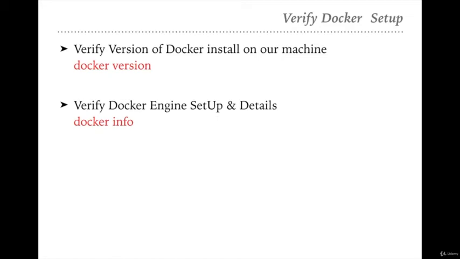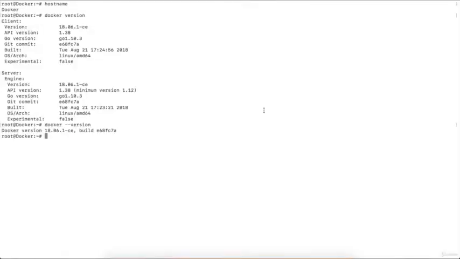Now we will discuss another command to verify the Docker engine setup and details, and the command is docker info. So let's go to the terminal and execute this command. So I am on my terminal. To clear the console, I will execute the command clear. It will wipe out the console, right?